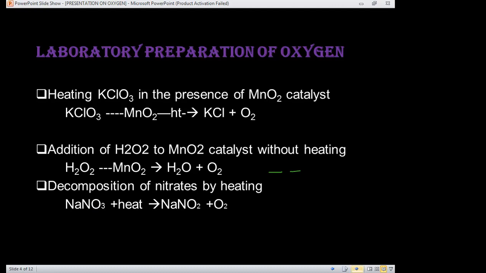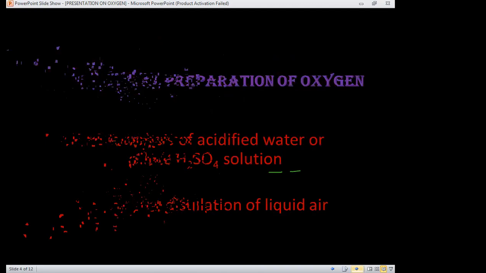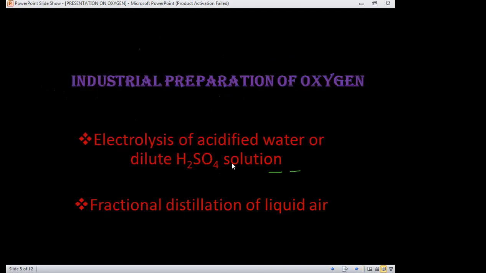Now let's go for the industry. How do you prepare oxygen on a large scale? How is it prepared in the industry? Number one, through the electrolysis of acidified water. The apparatus used in carrying out this reaction is called the Hofmann voltameter. Now, you have done electrolysis before.